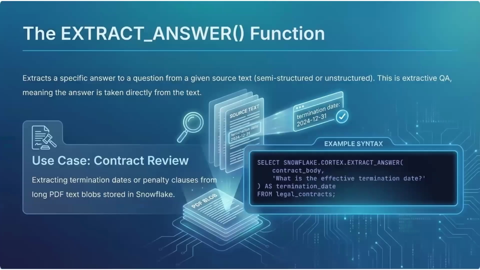And then extract. This extract is going to provide a specific answer to a question from a given source of text. And I can pass semi-structured data like JSON, Parquet, or unstructured data like normal text also. Whatever that particular text has, it will analyze it and give the answer. Example, contract reviews: extracting termination dates or penalty clauses from a long PDF.